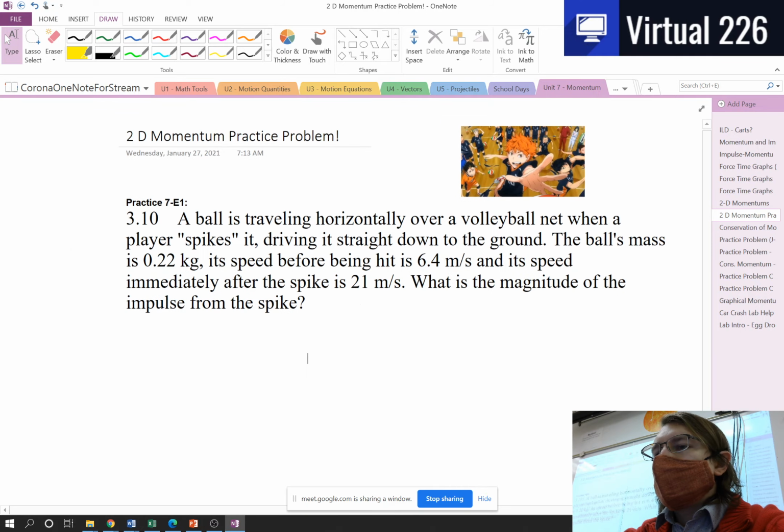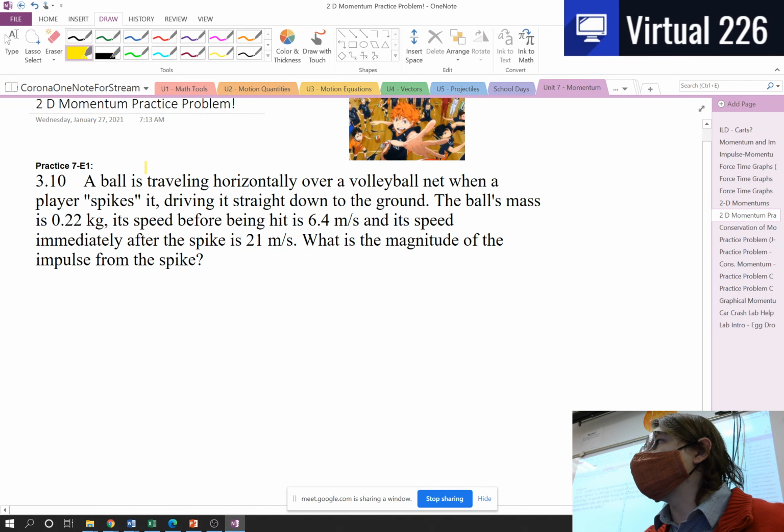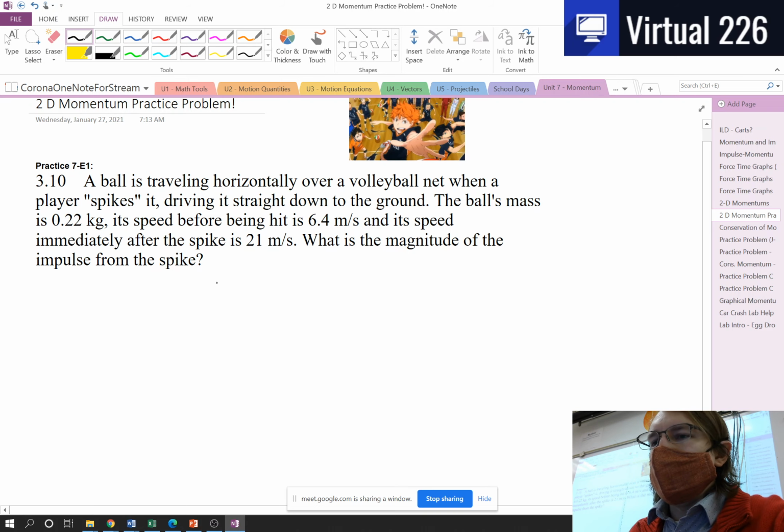So first thing that we should always do in a problem like this is to draw ourselves a picture. It's so important to give ourselves a picture. If we don't have a picture, we are going to be lost, okay? So let's draw a picture here. Let's have the ball. So here's our net, right? So the ball is going to be traveling initially in this direction.